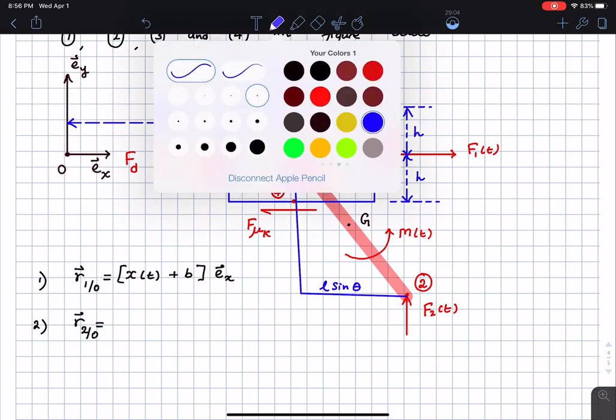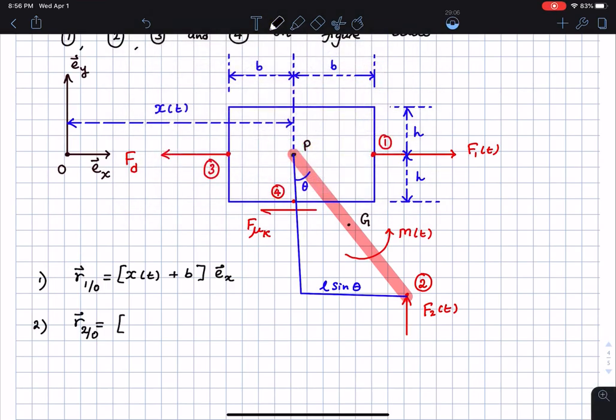So if I write R2, this is going to be x plus L sine theta in the Ex, and then minus, because I'm going down below the positive y-axis, so minus L cos theta Ey.